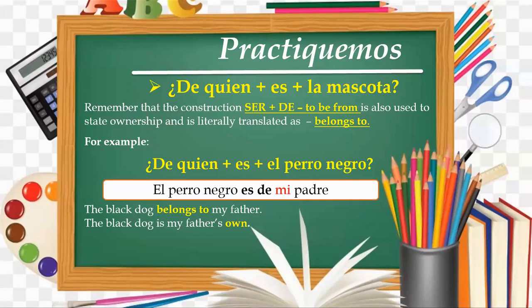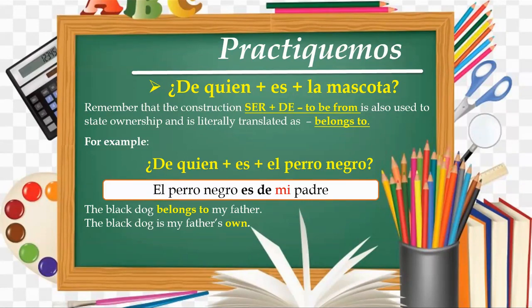All right, now I'm gonna let y'all go early in a minute. Let's just do this, and then I'm gonna let you guys go. ¿De quién es la mascota? We talked about the verb ser, and whenever you see ser and de, you're talking about something belonging to someone. So we say ¿de quién es el perro negro? Whose dog is this? Who does this black dog belong to?